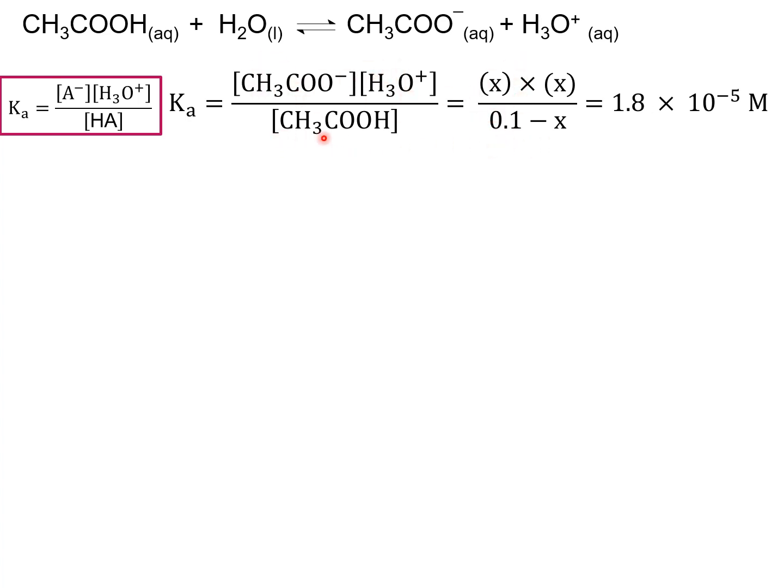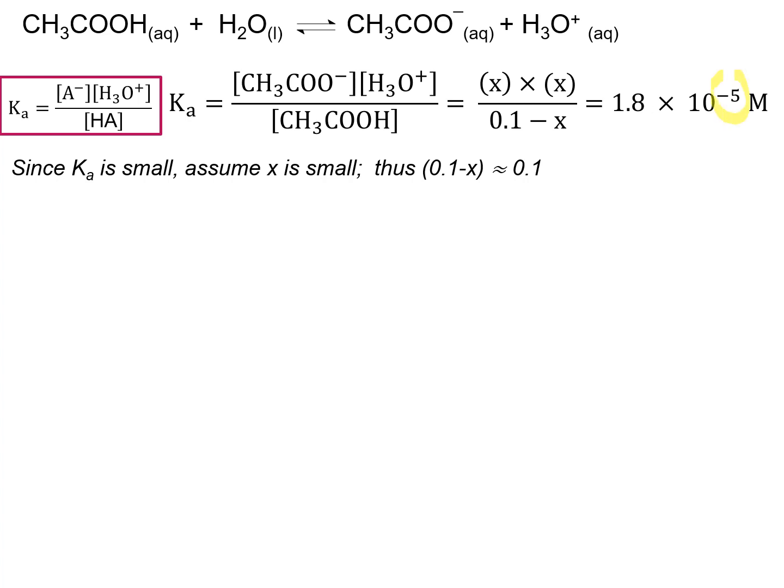So you masukkan saja di mana concentration at equilibrium untuk CH3COO minus and H3O plus adalah X, and concentration at equilibrium for CH3COOH at the rise table previously ialah 0.1 minus X. Okay, and then you equalkan with 1.8 times 10 to the power of negative 5 molar. Next, since Ka ni is small, how do you know that it is small? Because dia times 10 to the power of negative 5.